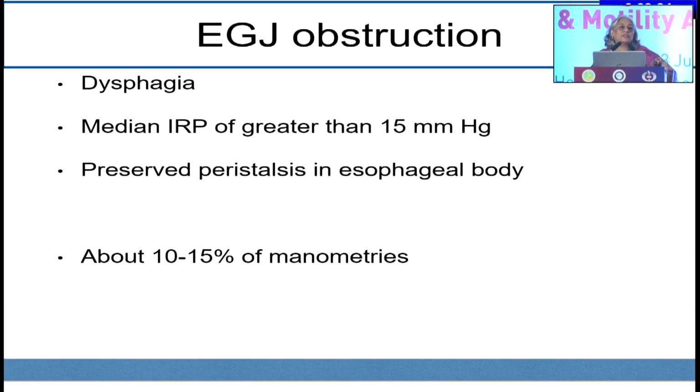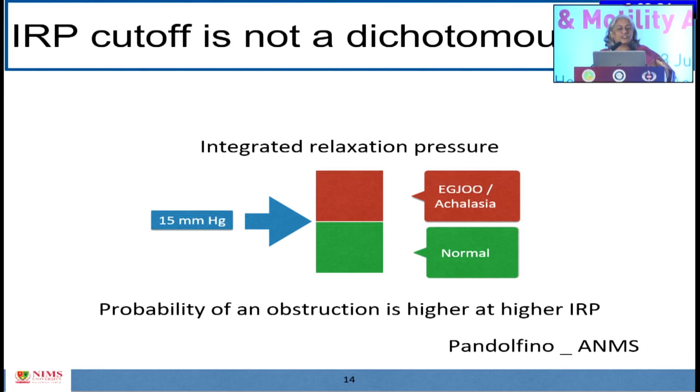When you do this procedure in the lying down position, about 10 to 15% of patients will have this abnormality. However, if you challenge these patients, you will find that there are differences. So IRP is not a dichotomous value, as Dr. Hebert said. So you can't have a pure cutoff. More than 15, call it achalasia or EGJ outflow obstruction. Less than 15, call it normal.